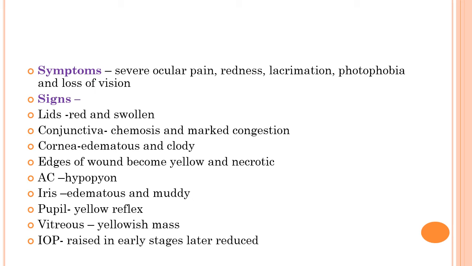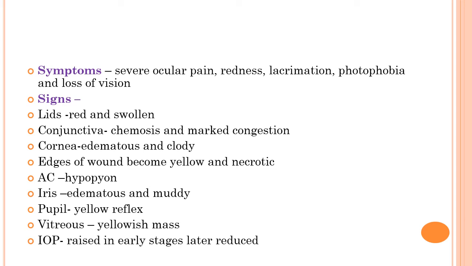Anterior chamber shows hypopyon of various extent. It may be mild, or the AC may be completely filled with hypopyon. The iris shows edema. If the cornea is partly clear and you can see through it, the iris may appear edematous and muddy, and the pupil also shows a yellow reflex, because the vitreous has also become purulent. That's why the pupil shows the yellowish reflex, and the vitreous shows a yellowish mass.